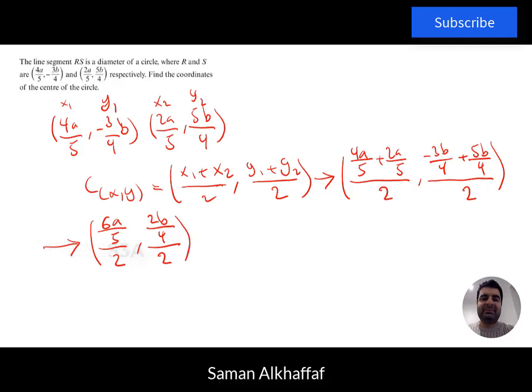Then we simplify this even further. We can divide the 6 by the 2, which gives us 3a over 5 for the x coordinate. For the y coordinate, the 2's cancel each other, which gives us b over 4 as the y coordinate, and this represents our answer for the midpoint.